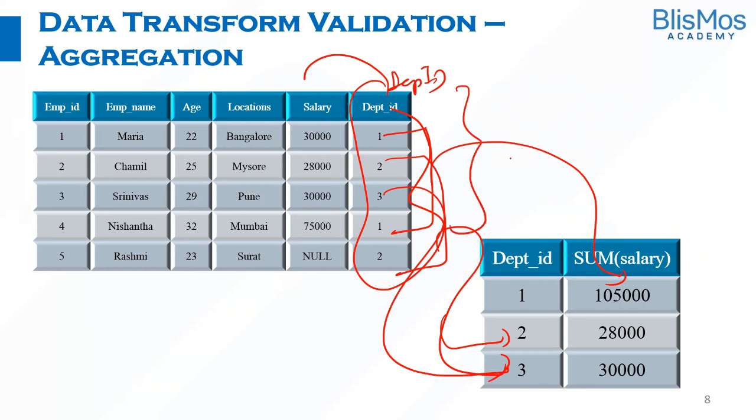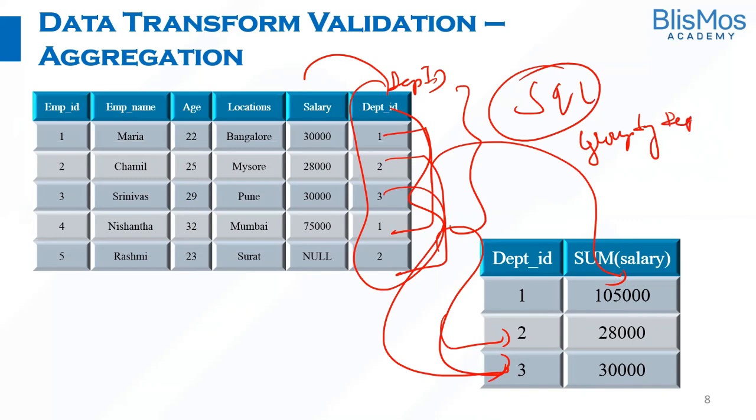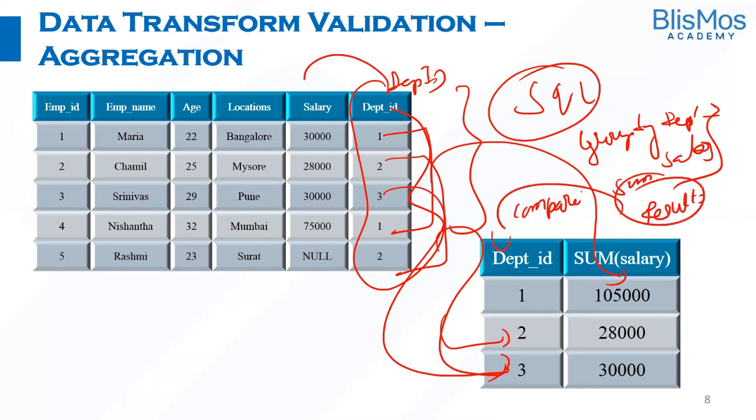So what you have to do is again write a SQL query by grouping on department ID and sum the salary. So you'll get results, right? Those results need to be compared with the target table. In this case, this is a target table, and see whether the aggregation has happened properly or not.